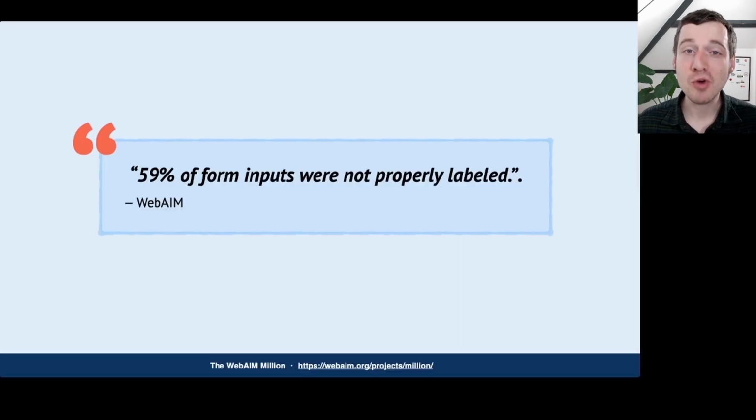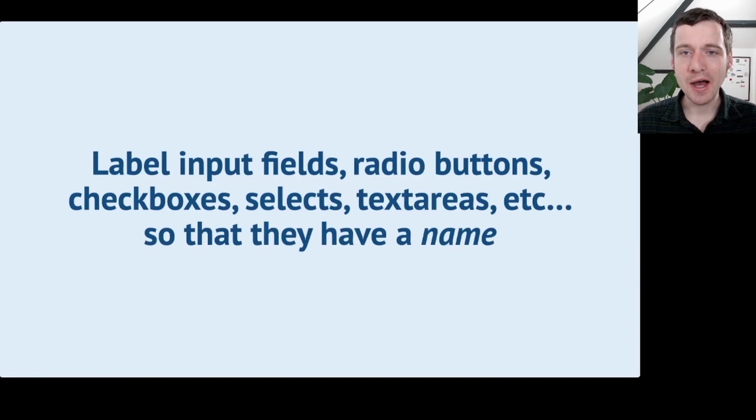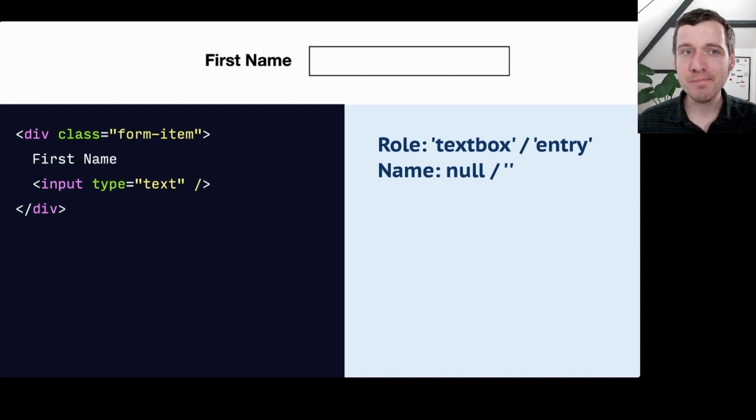Form controls are incredibly important HTML elements. When WebAIM, a non-profit from the US, looked at 1 million web pages, they found that 60% of them didn't properly label their inputs. Now, inputs are easy to label, and we need to do it for input fields, radio buttons, checkboxes, select, text areas. All of these things need to have labels so that they have names in the accessibility tree. So if you have an input for first name and you type the words first name right in front of it, it's going to visually label that input. But if you look in the accessibility tree, it's going to have a name of null or an empty string.